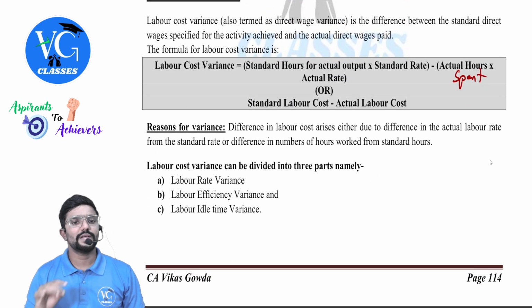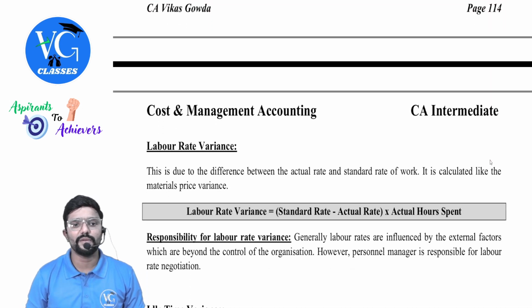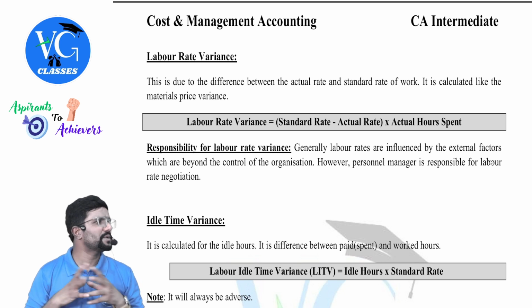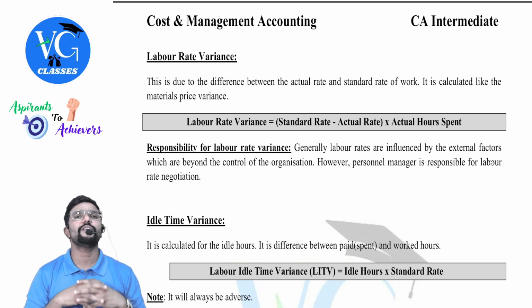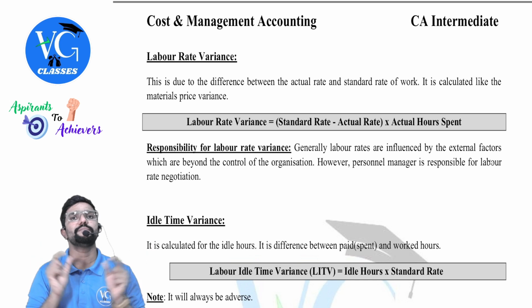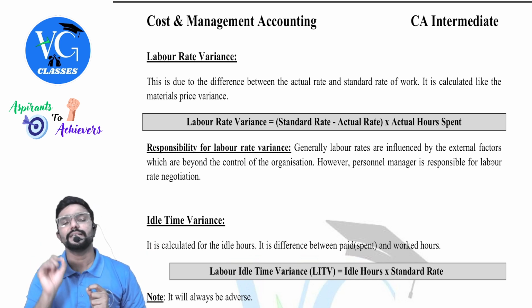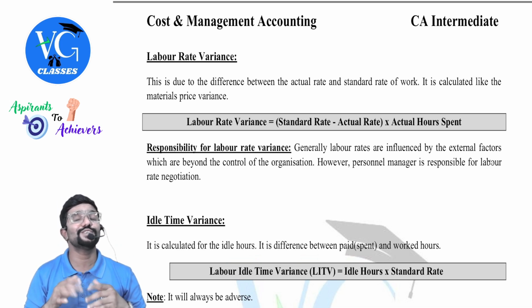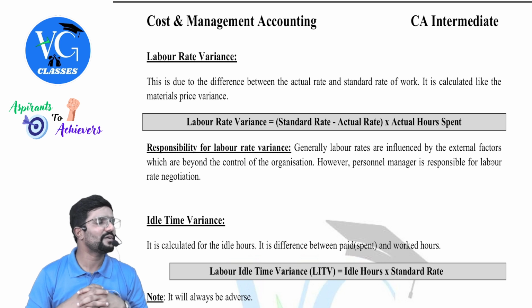Okay. So cost variance is subdivided into rate, efficiency, and idle time. Let us see the formula for it. This is due to the difference between the actual rate and standard rate of work. It is calculated like the material price variance, similar to that. Clear? What is the formula for material price variance? Price variance means we are finding out the difference in price. Standard price minus actual price into actual quantity. Actual quantity consumed, for calculation purpose.